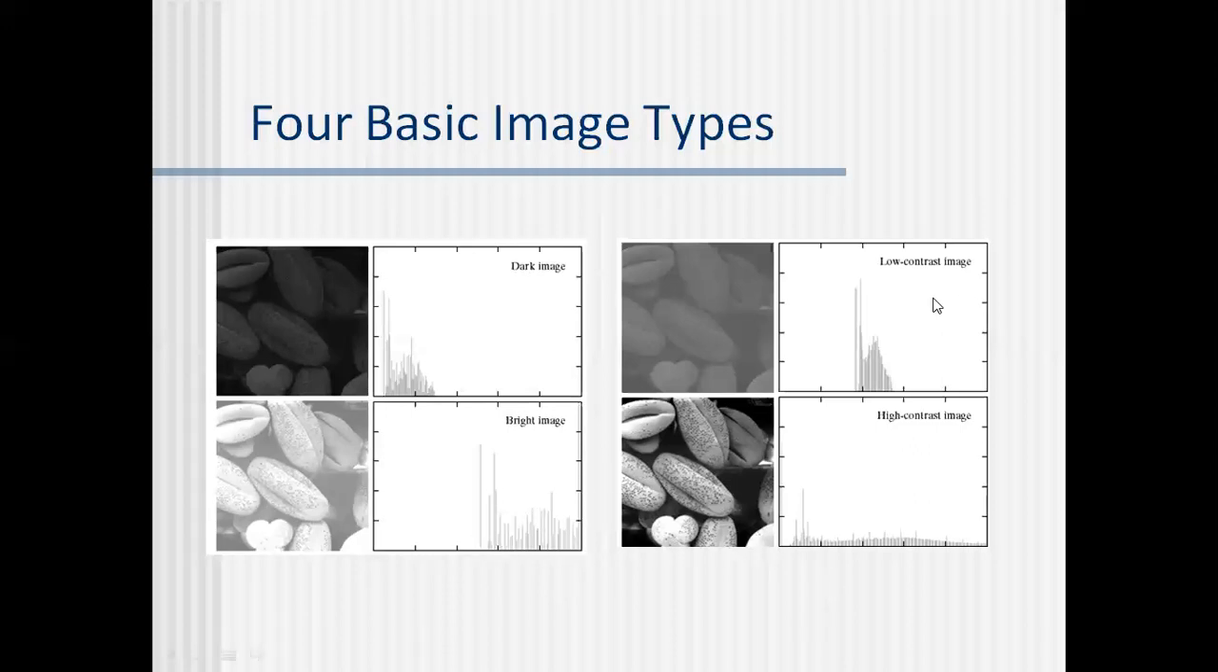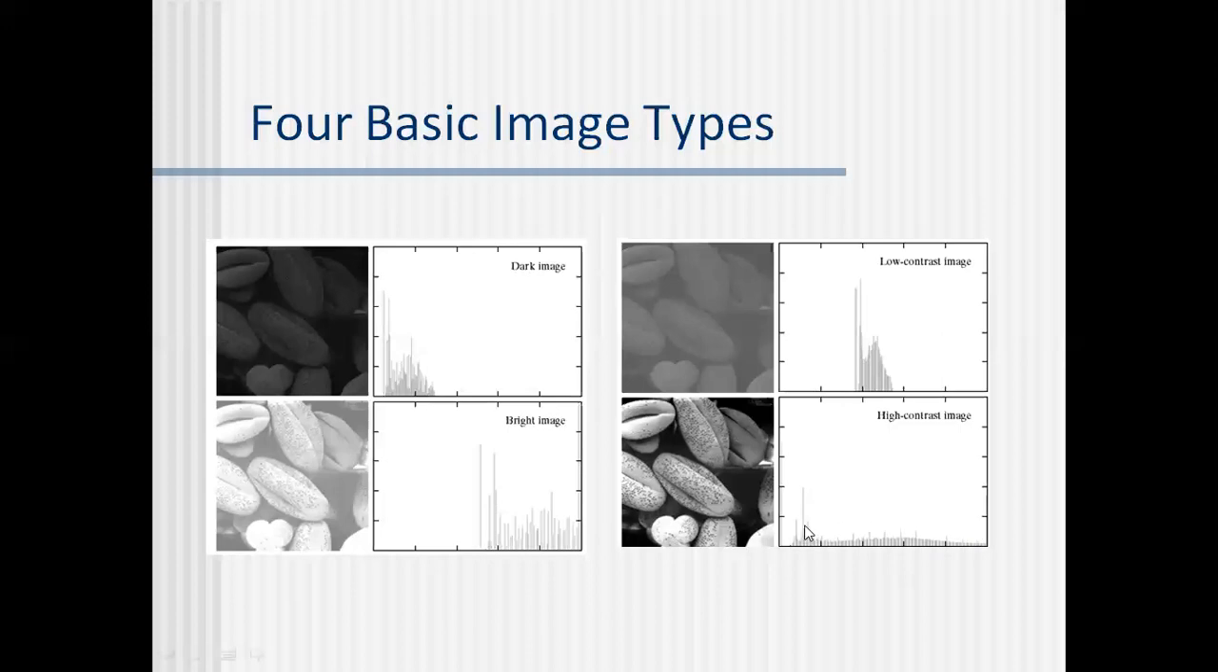Whereas in the low contrast image, in between these two, at the medium level, all the bars are present in the middle of the range, and we treat that as a low contrast image. But in the high contrast image, all the bars are spread over the range, from low level to high level.